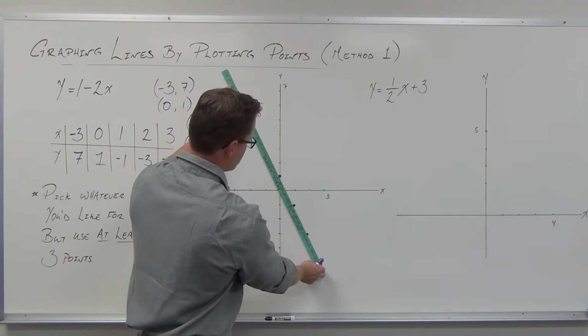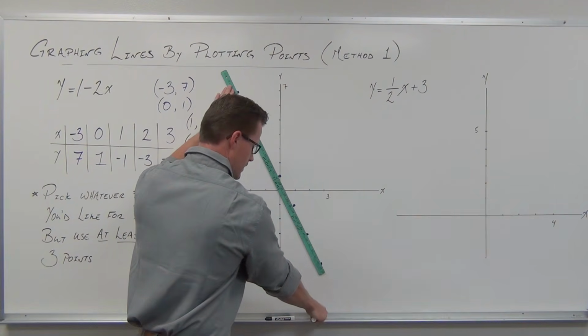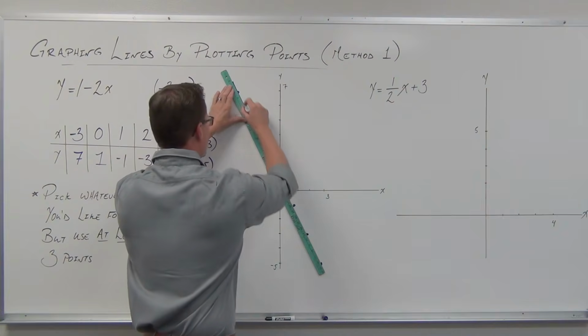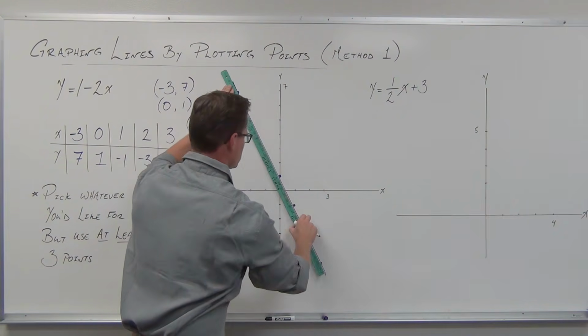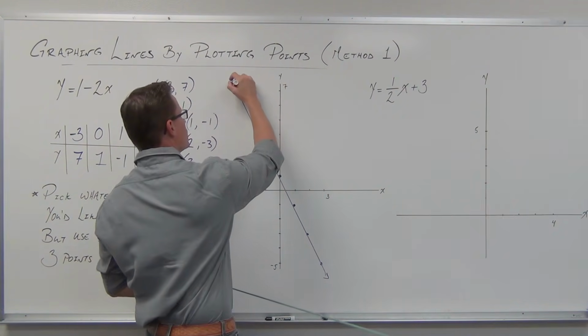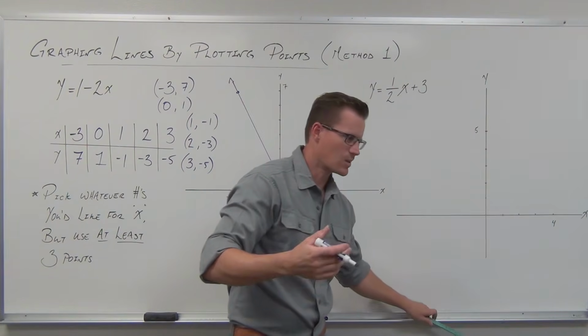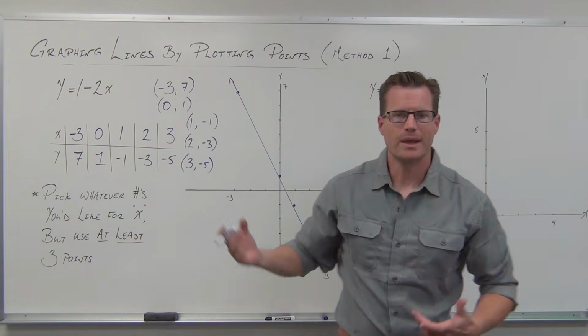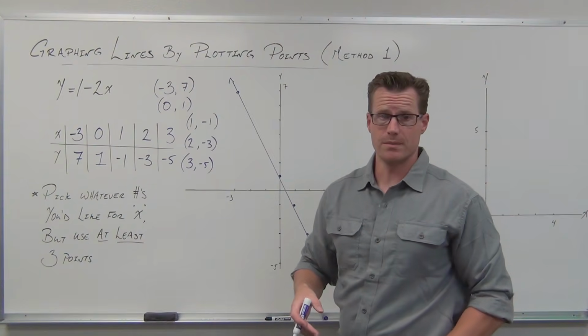Now my scale's going to often be wrong on these lines. I'm hand drawing them. But that's pretty close. Put your arrows at the end of your line. This thing goes forever. And most people are going to label this like y equals 1 minus 2x.